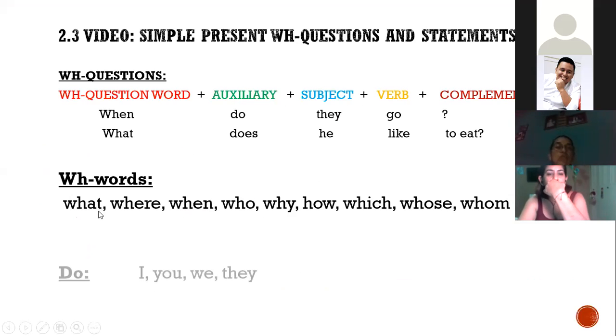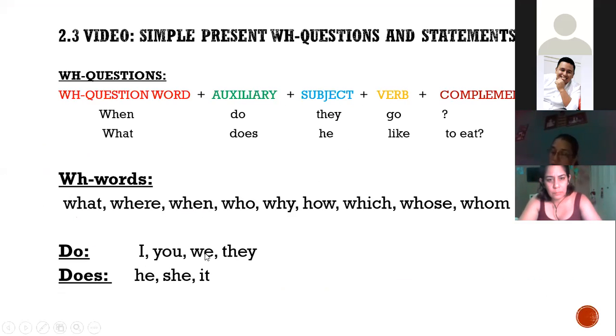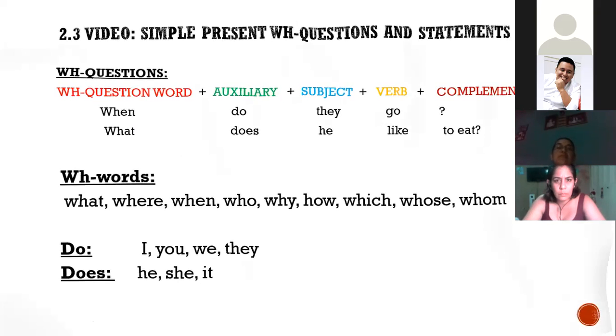Okay, good. And finally, we use the auxiliary do and we use the auxiliary does with the next pronoun, right? I, you, we, and they, we use do, right? And he, she, and it, we use does. So in a question, for example, when do you, when do we, right? And then we said, when does he, when does she, when does it, for example, right? This is the way we use the auxiliary do and does in questions in the simple present, right? Okay, now let's continue, right?